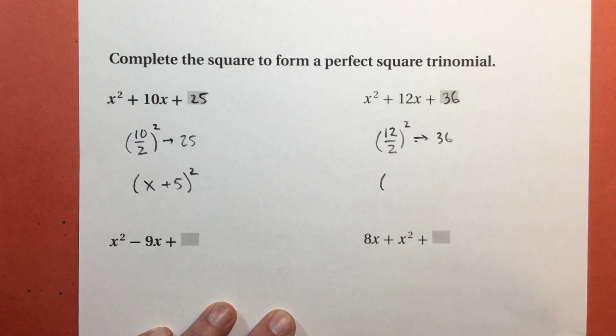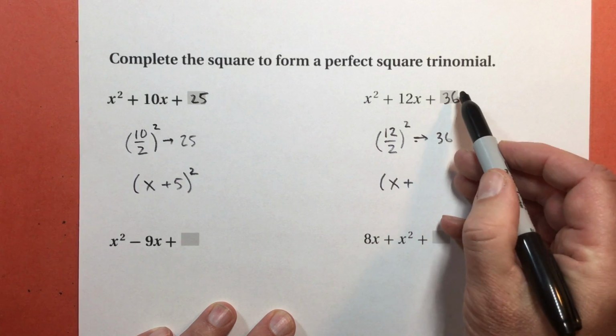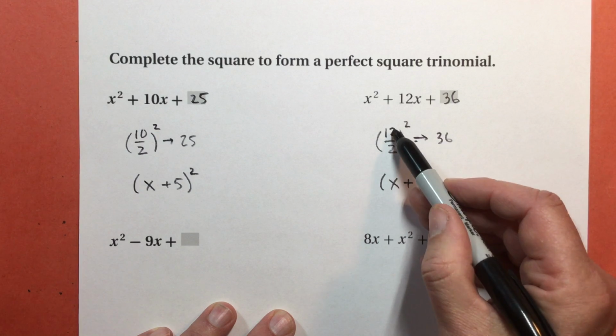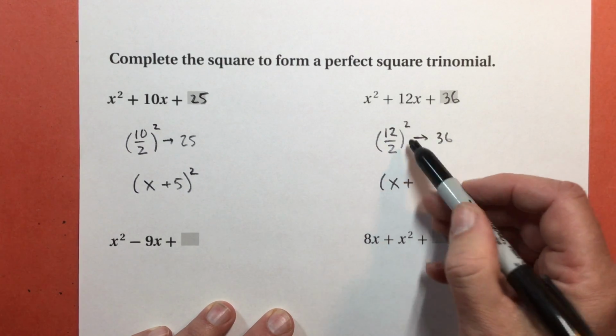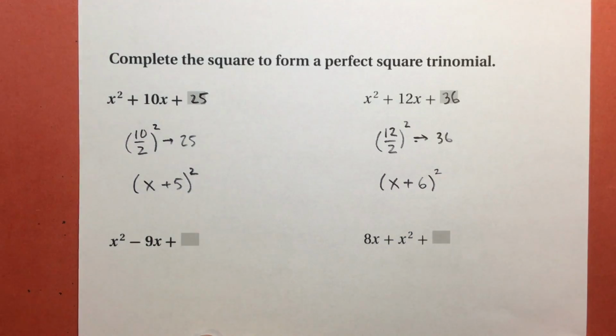And what is the factored form of it? x plus 6, since 6 times 6 is 36, and 6 plus 6 is 12. And of course, 12 divided by 2 is 6. So it's going to be x plus 6 to the second power.